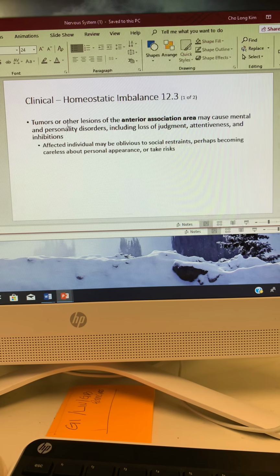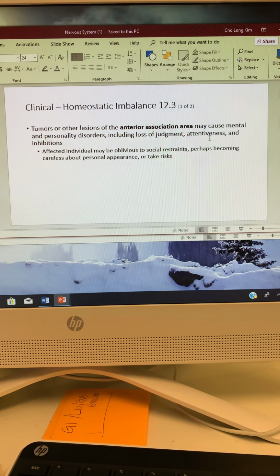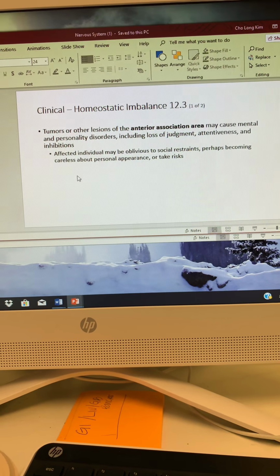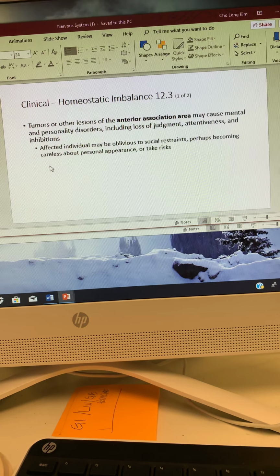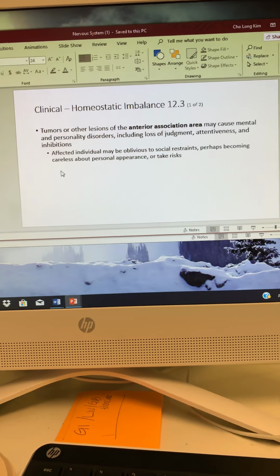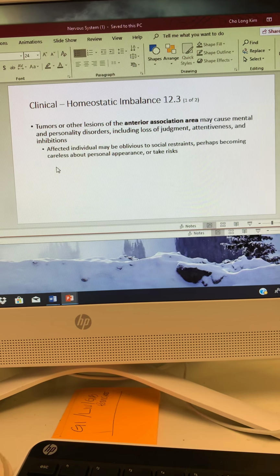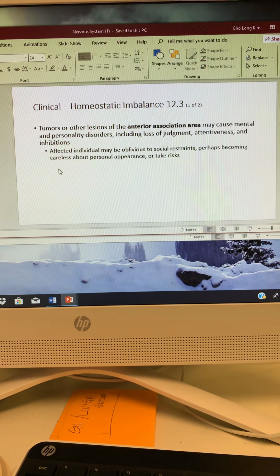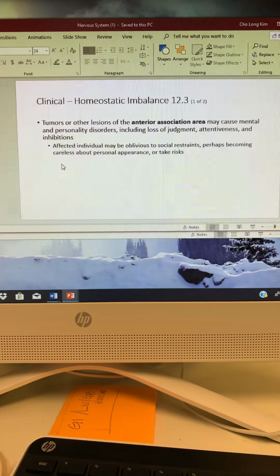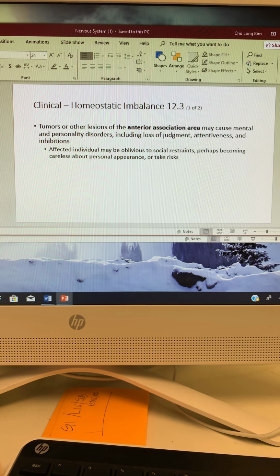So tumors or lesions in the anterior association area can give rise to personality and mental disorders, loss of judgment, attentiveness, and loss of inhibitions as well. Affected individuals may be oblivious to social restraints, perhaps becoming careless about personal appearance, or taking many, many risks.